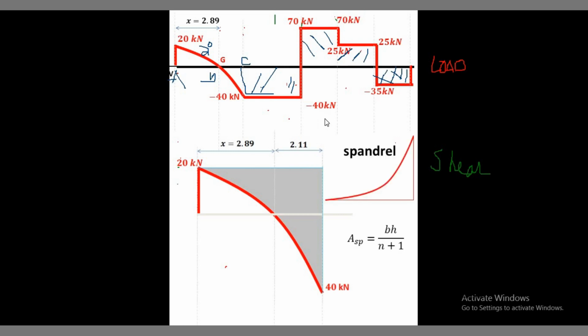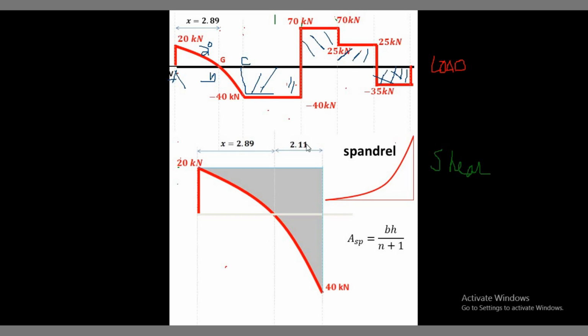Now, dito na papasok yung sinasabi nating spandrel. You've encountered spandrel during your geometry, and the area of a spandrel is equal to BH over N plus 1, where B is the base of the spandrel, H is the height of the spandrel, and N is the degree of curvature. Now, for this problem, yung ating degree of curvature ay 2. So, the value of N is 2.